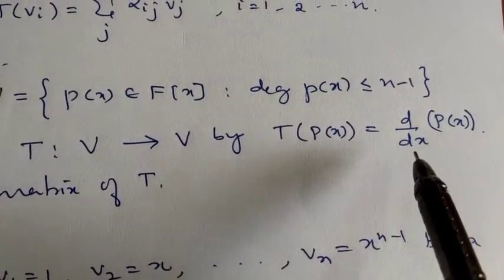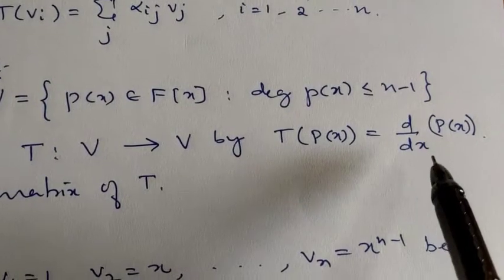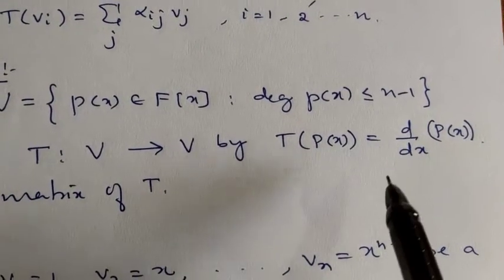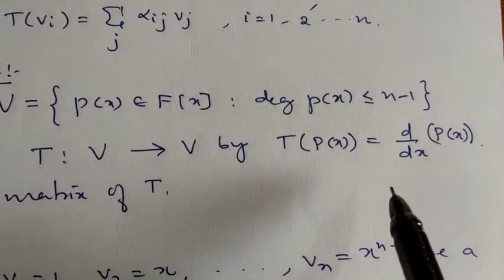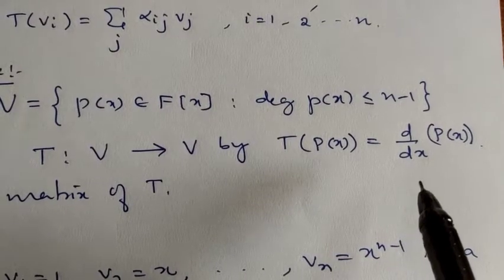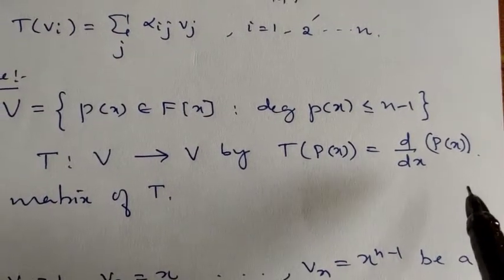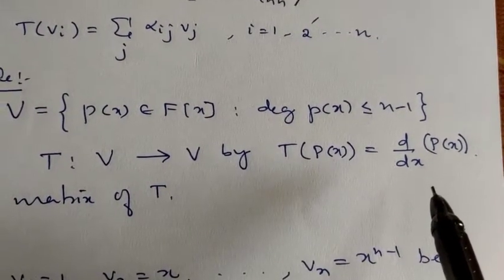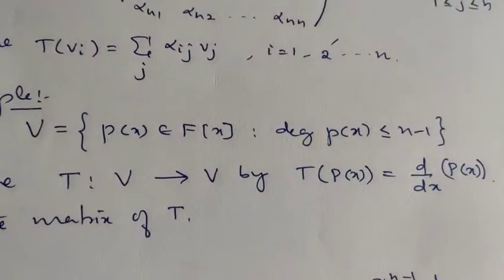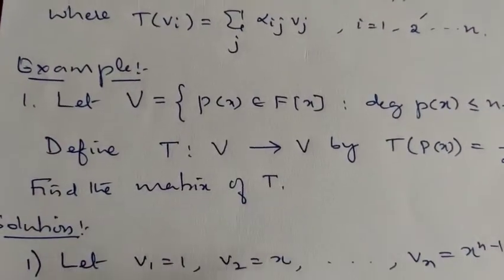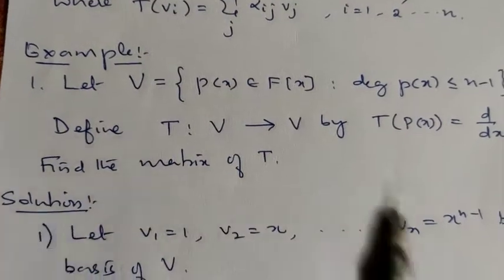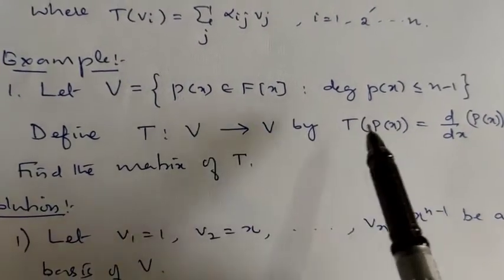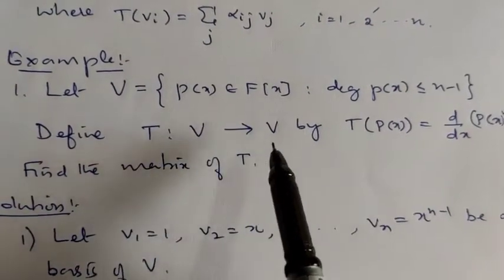You know that the differential operator is a linear operator, because d by dx of P of x plus Q of x is d by dx of P of x plus d by dx of Q of x, and d by dx of alpha into P of x is alpha into d by dx of P of x. So it is a linear operator. Now you need to find the matrix of T. They asked for the matrix of this transformation T.